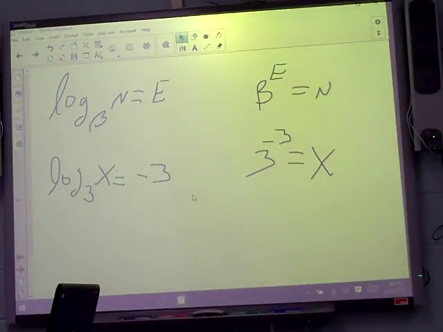And then we just got to figure out what 3 to the negative 3 is. We know when we have a negative exponent, it goes on bottom and becomes positive. So this is the same as 1 over 3 cubed. 3 cubed, 3 times 3 is 9, times 3 is 27.